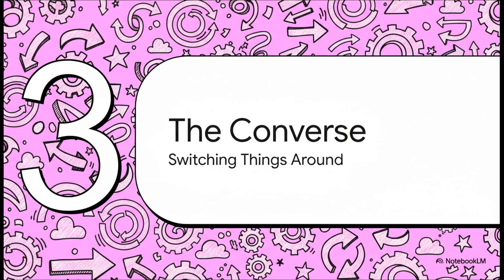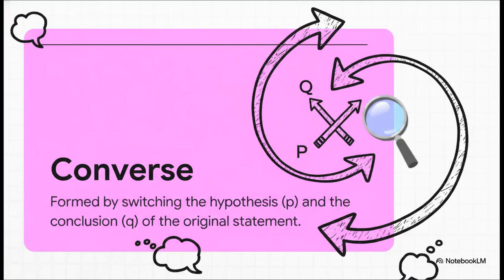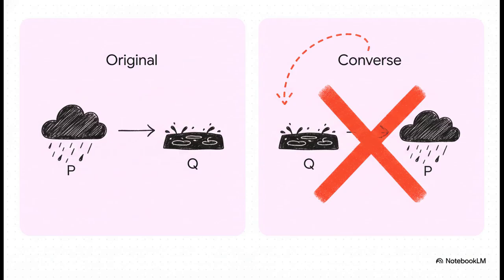Okay, let's move on to the second way people mess with logic. This one is called the converse. And this time, instead of adding not, we're just going to flip the whole thing around. For the converse, you literally just swap the 2 parts. The then part moves to the front and becomes the new if, and the old if part moves to the back. So here's what that looks like. Our original, if it's raining, then the ground is wet, becomes, if the ground is wet, then it is raining.